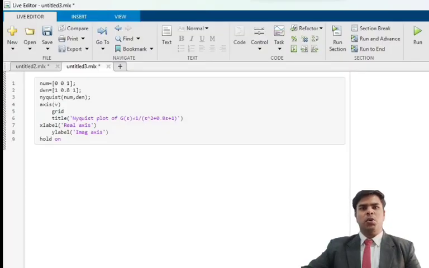Let's look at the code. This MATLAB code generates a Nyquist plot for the given transfer function G(s) equals 1 upon s square plus 0.8s plus 1. So let's break down the code.